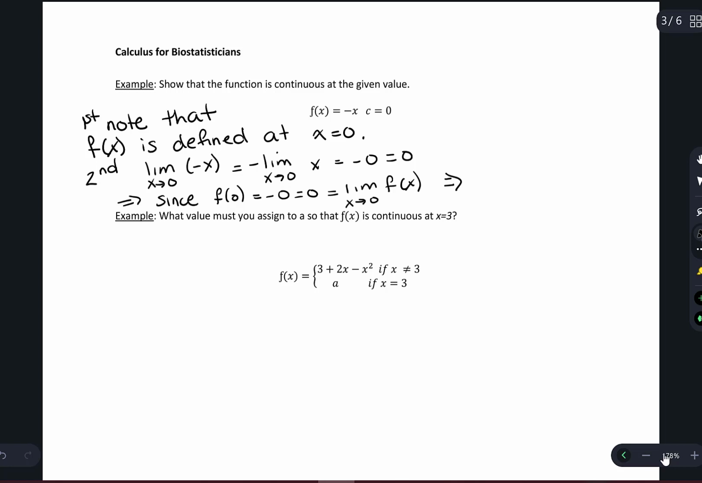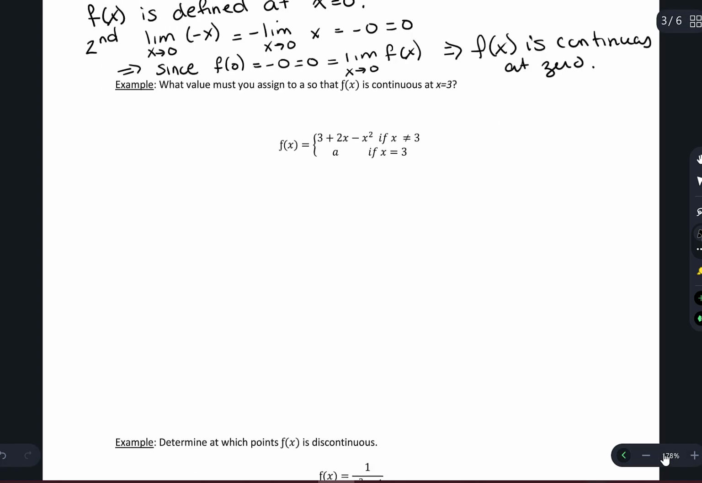So therefore, f of x is continuous at 0. And let me double check to make sure I said that correctly. What I meant to say was the limit as x approaches 0 of f of x is equal to 0, and the function evaluated at 0 is equal to 0. So therefore, f of x is continuous.